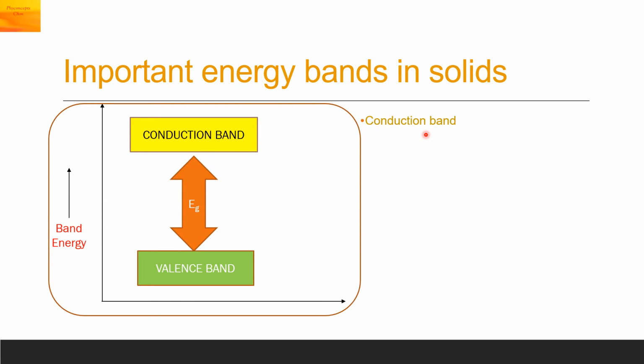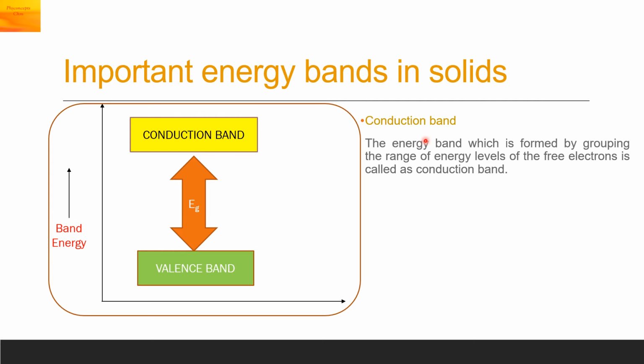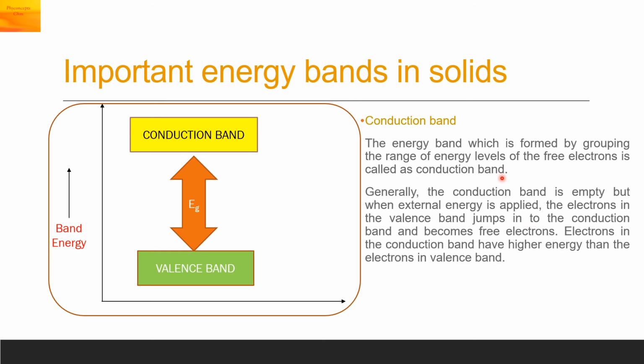Conduction band. So all the free electrons are found in this conduction band. The energy band which is formed by grouping the range of energy levels of the free electrons is called conduction band. Generally, the conduction band is empty.